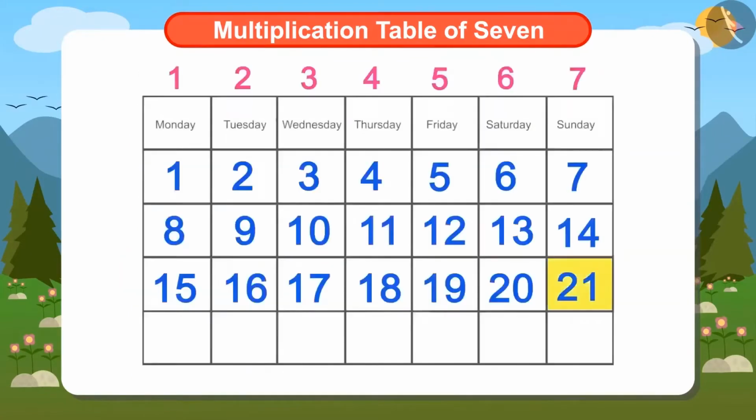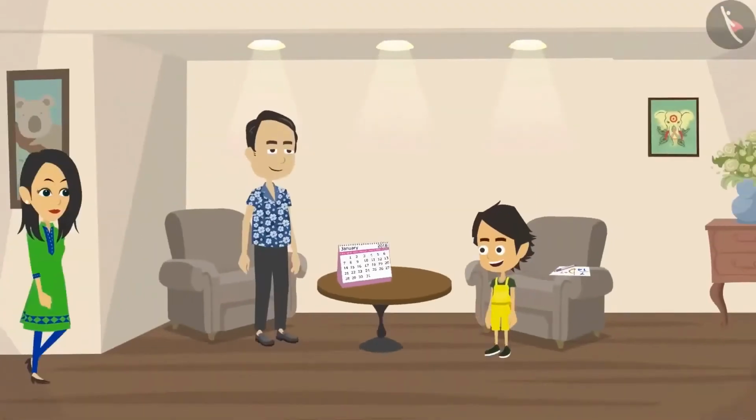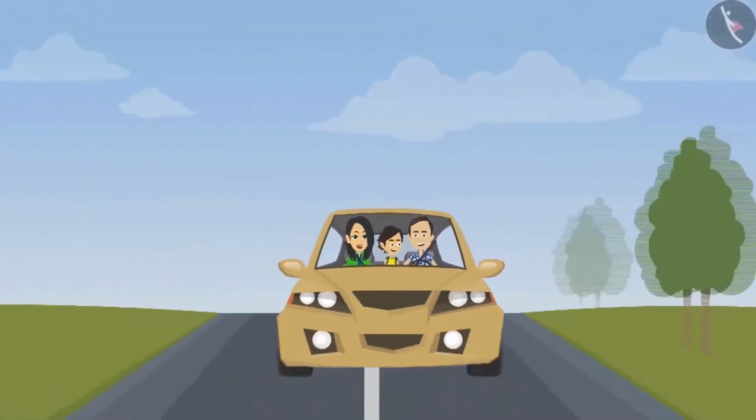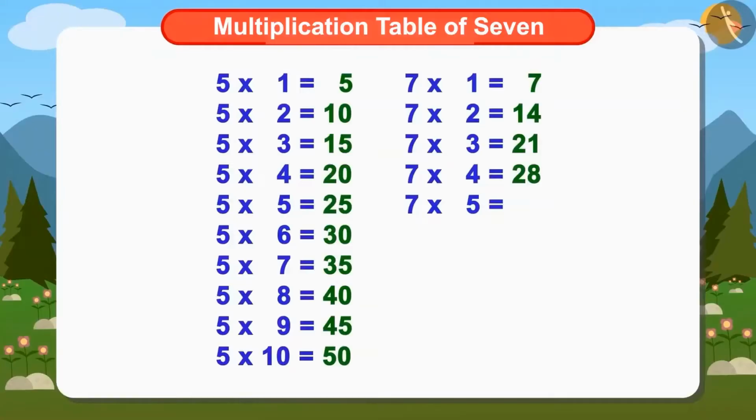This means that the Sunday after 21st will be on 28th. Now Ayushman knows that he will be going out on dates 7th, 14th, 21st and 28th of this month. Hey, Mummy is also ready. Now Ayushman, Papa and Mummy are going to go out. But we will write the complete multiplication table of 7 and memorize it.